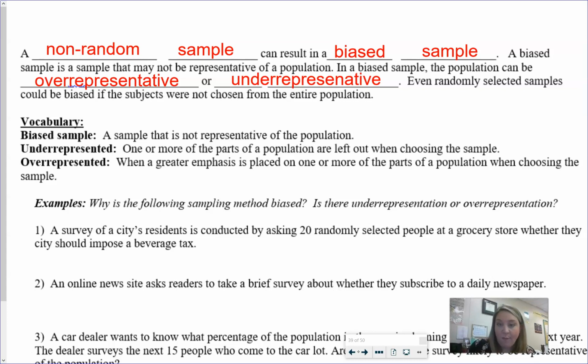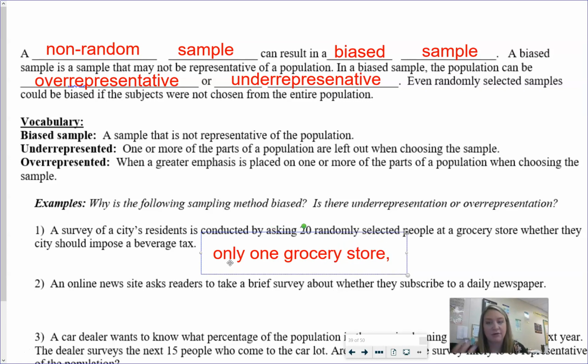a survey of, so these are biased. It tells you, why is the following method biased? And is it over or under? So a survey of a city's residents is conducted by asking 20 randomly selected people at a grocery store whether the city should impose a beverage tax. Okay, so we know it's biased. Okay, why is it biased? We did 20 random people. How do we know? Is this the only grocery store? Is there more than one grocery store? Right? So it's only one grocery store that's being chosen.